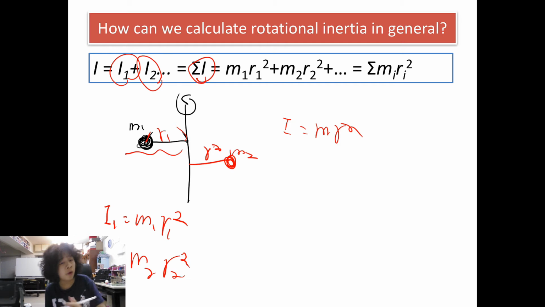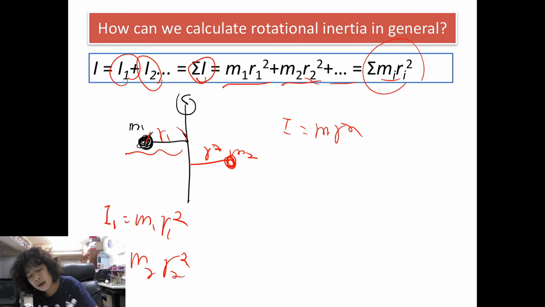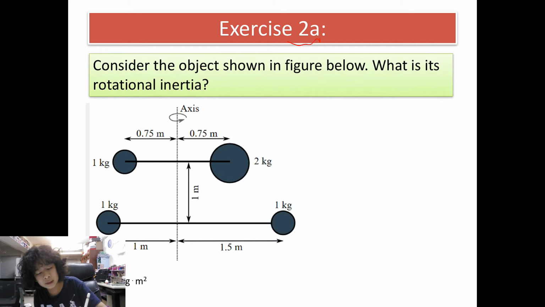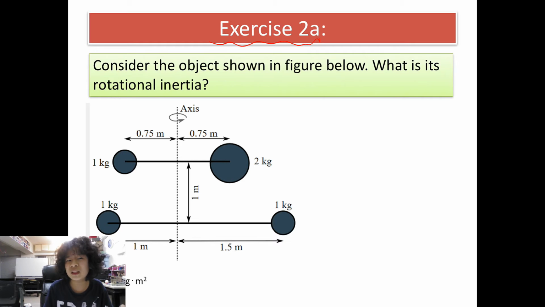So if there's 3 or more, it's just I1 plus I2 plus I3 like that, and so on, which is equal to M1 R1 squared plus M2 R2 squared, and so on. Okay. So exercise 2, part A. Consider an object shown in the figure below. What is its rotational inertia?